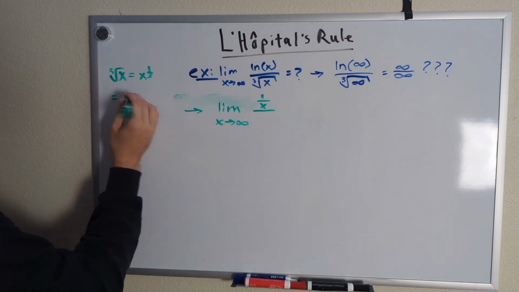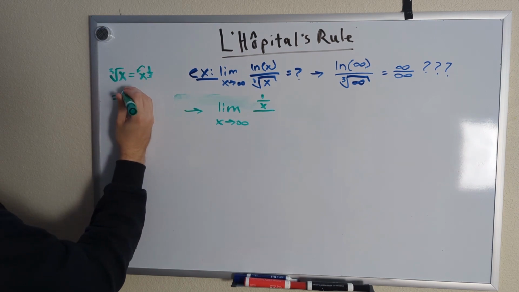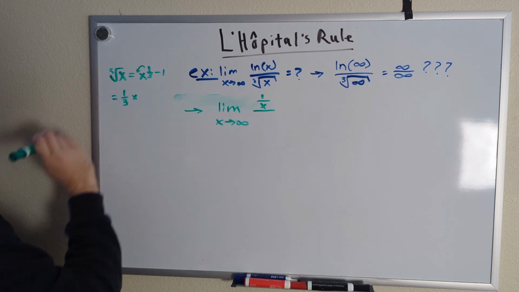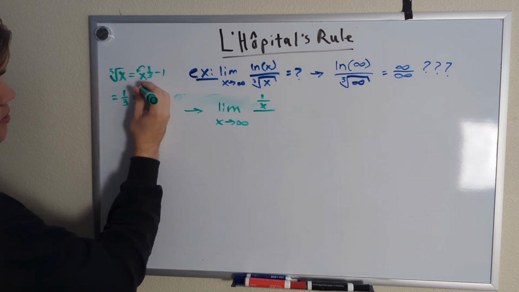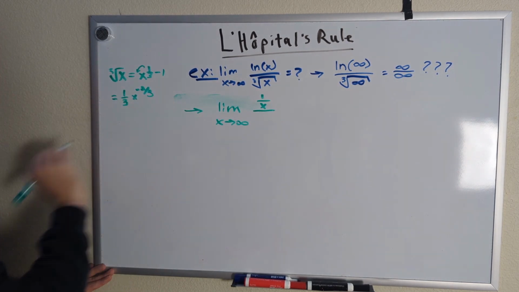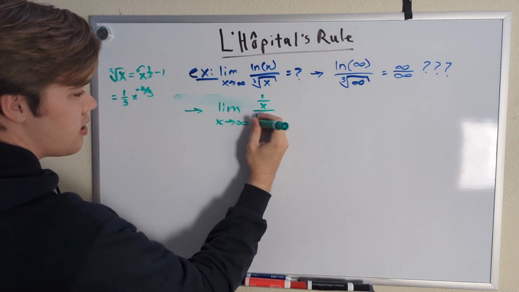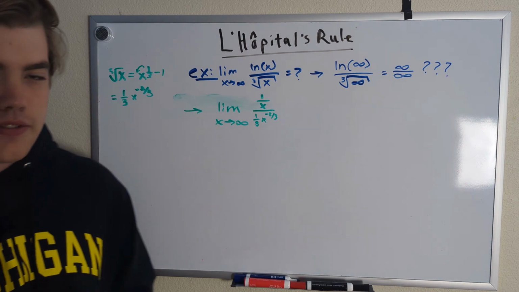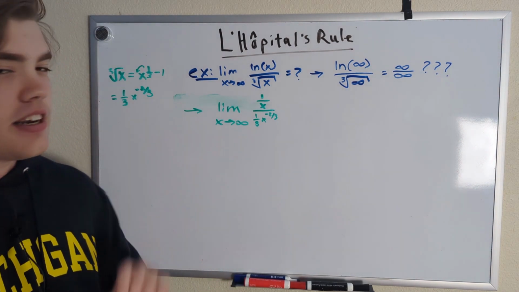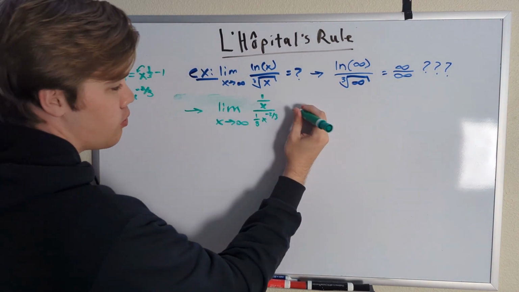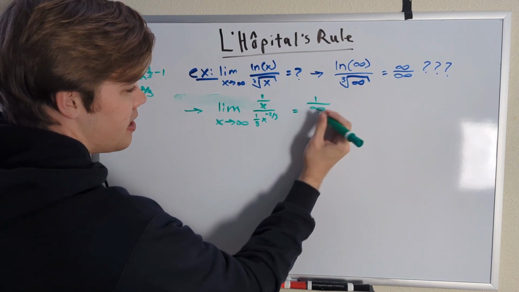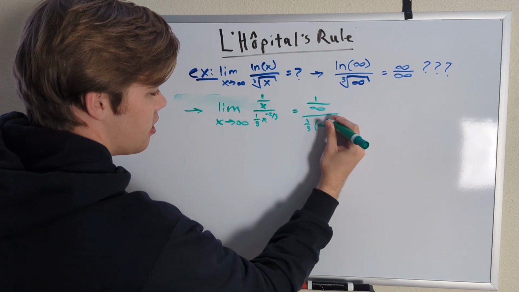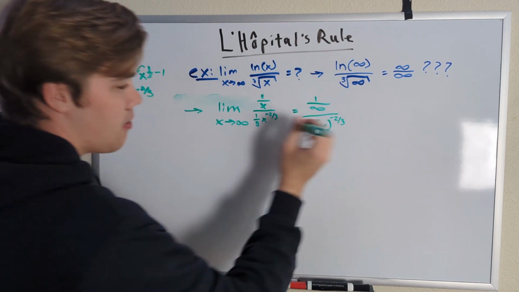So this would be equal to, first we need to bring our power to the front, 1/3 times x, and then we need to subtract 1 from 1/3. 1/3 minus 1 is equal to negative 2/3. So this is our function on the bottom: 1/3 x to the negative 2/3 power. So now we're in a form where we could actually just plug in infinity and find our limit. This would equal 1 divided by infinity, divided by 1/3 times infinity to the negative 2/3 power.